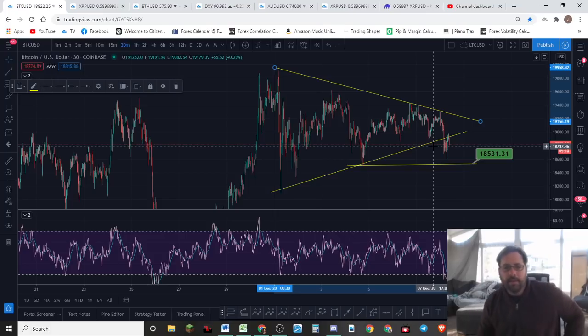Okay, guys, this is not a triangle. The triangle, in my opinion, has been invalidated by the downward move. It is a triangular formation, there's no doubt about it, but it's not an Elliott Wave triangle, as we would talk about it. It is something else. And so I'm going to give you a couple of counts.